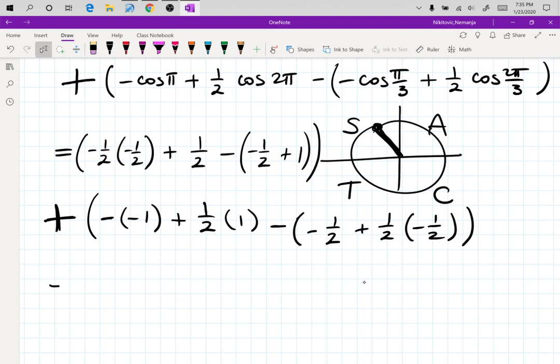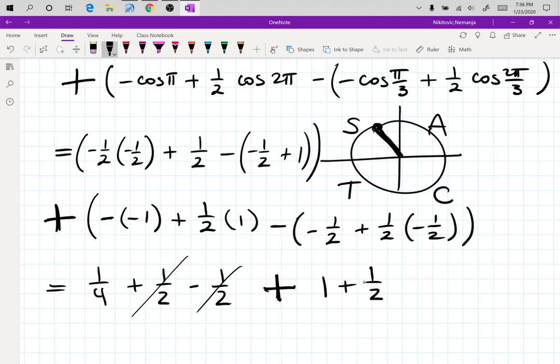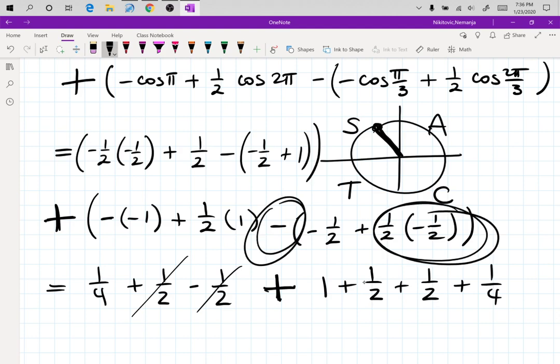All right, fix this. We have a quarter plus 1/2 minus 1 minus 1/2 is 1/2. So these guys are going to cancel. Big fat plus. Here I have 1 plus 1/2 plus another 1/2 and then plus a quarter, because this over here is negative quarter, and then the negative in front gives you a positive quarter.